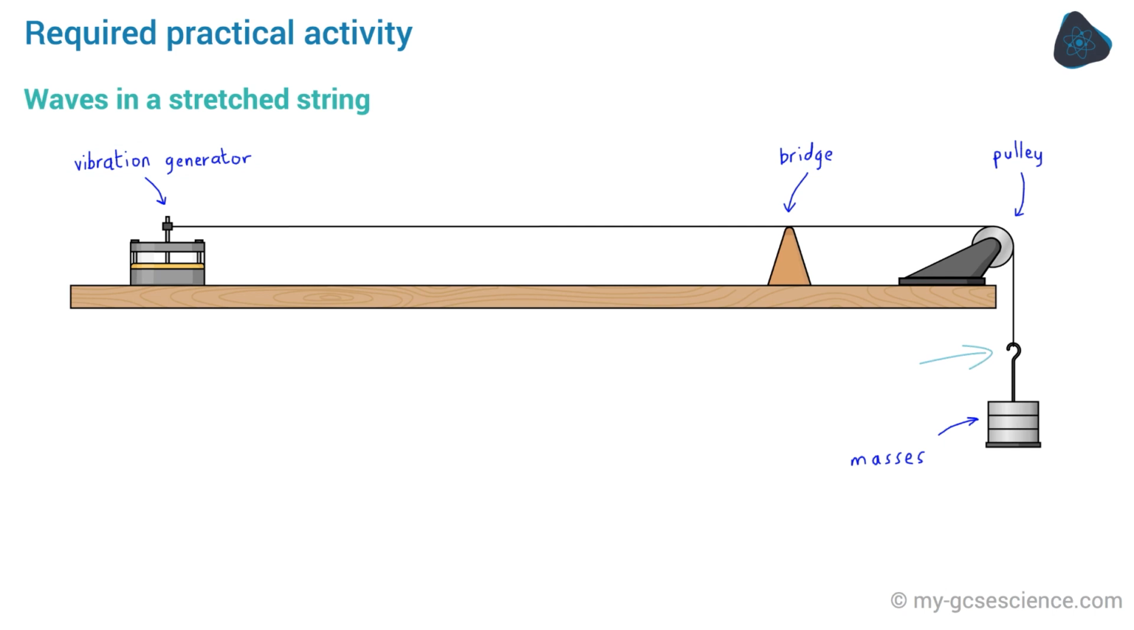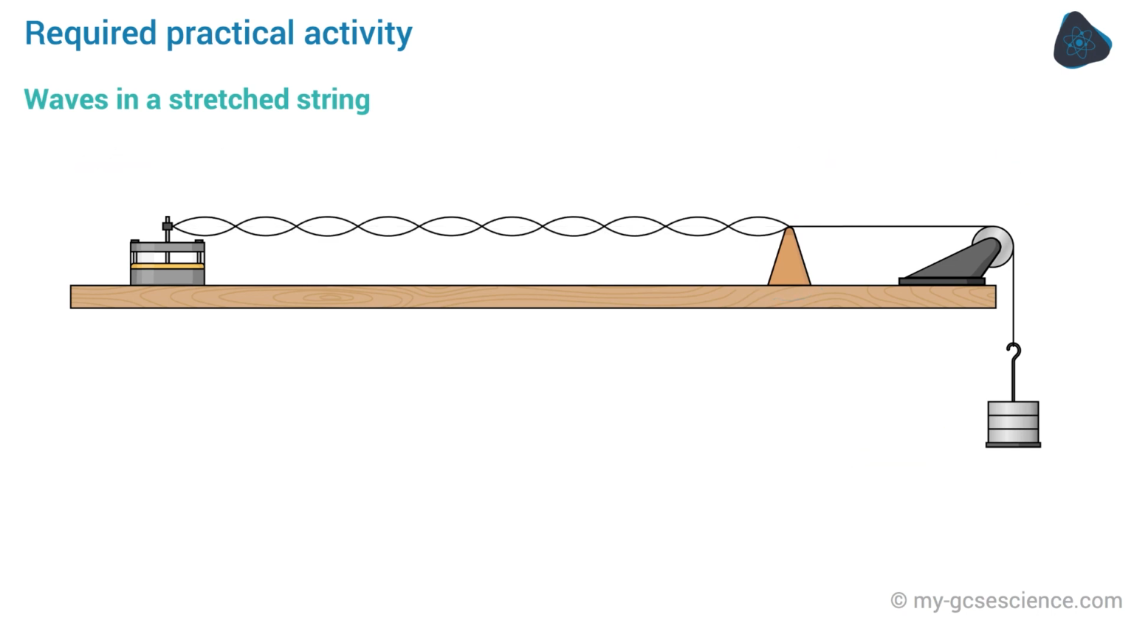The string is held in tension by the weight of the masses and is forced into oscillation between the vibration generator and the bridge. By either adjusting the frequency at which the vibration generator is vibrating, or by adjusting the position of the bridge along the string, we can end up with a really pretty wave pattern which might look something like this. This pattern, which is called a standing wave, is produced due to the interaction between the wave which is travelling away from the vibration generator and that which is reflected from the bridge and is travelling in the opposite direction.